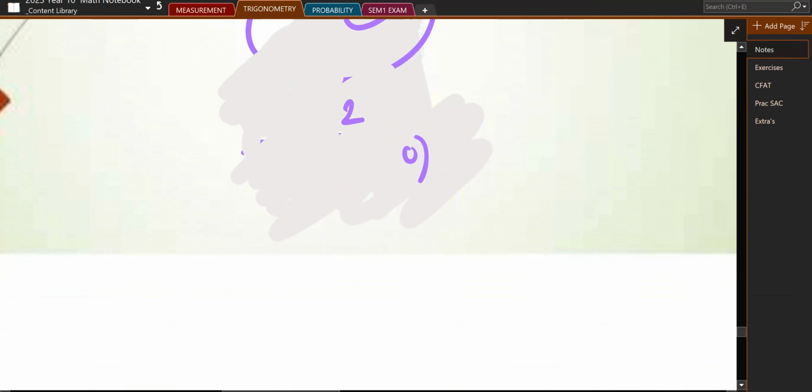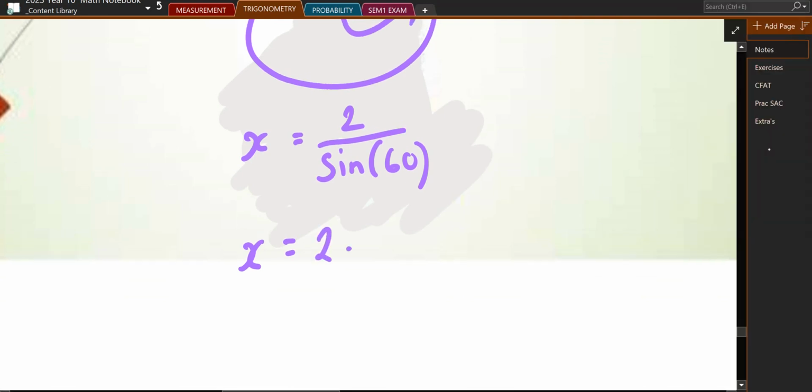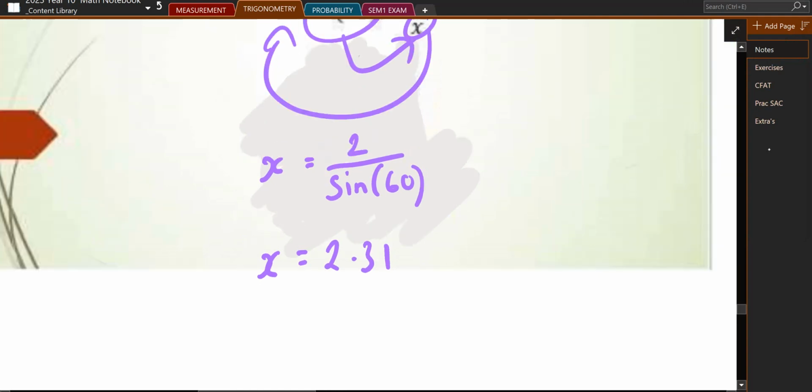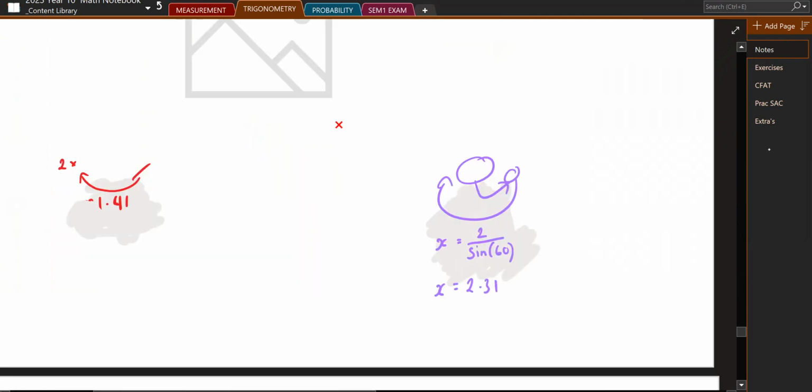But that would then equal, on my calculator, use your fraction button if you're confused. So fraction button, 2 divided by the sine of 60, which equals 2.3. We can round it to 2 decimals, so 2.31. Okay, that would be the value of x. So you need to remember how to use those skills.